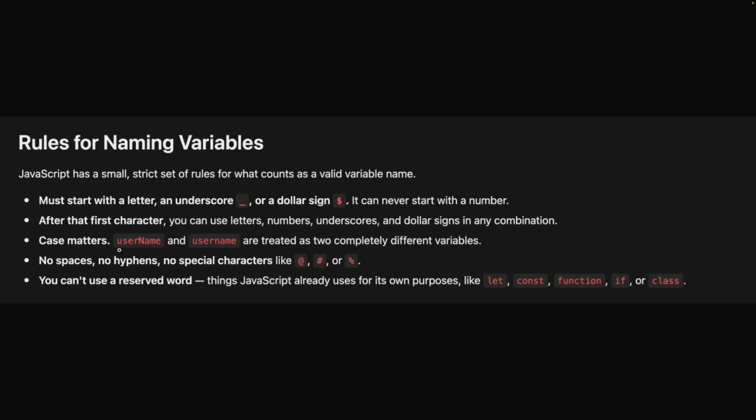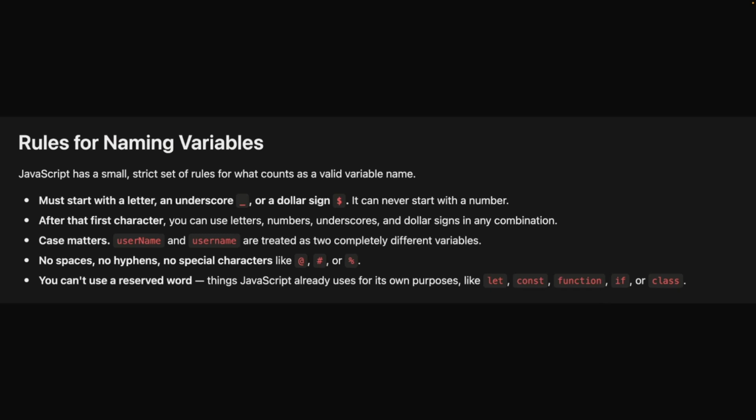Now the third rule is that the case matters. Username with a capital N and the username with a small n are treated as two completely different variables. They are not the same thing. So make sure you pay attention to this. Now the next rule is that there should be no spaces, no hyphens, or any special character like @, hash or percentage in the variable name. And the last one is you cannot use a reserved word. For example, something like let, const, or function, if, class. These are the keywords that JavaScript provides, and we cannot use them as the variable name. So these are the rules that we must follow in order to name our variables.